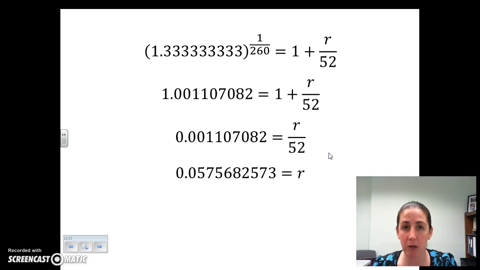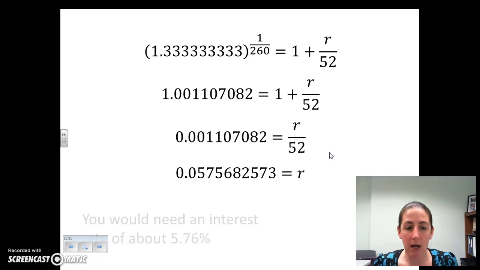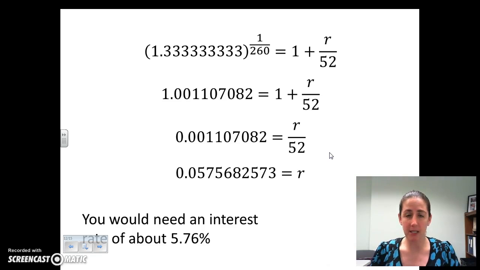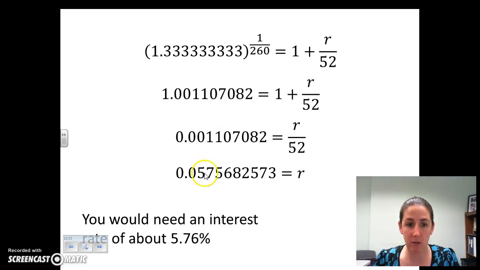Now that we're at the end and we figured out what it is as a decimal, for interest rates we usually round to about 3 or 4 decimal places. If it's not otherwise specified, make sure that your interest rate has 2 decimal places when you put it into a percent. So that means round to the 4th decimal place here. And we would see that our interest rate would need to be about 5.76%.